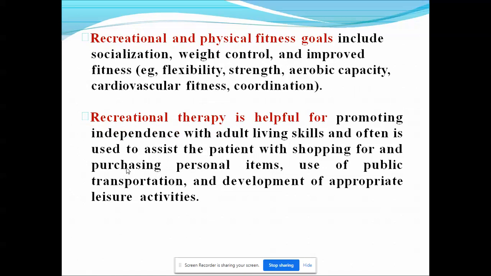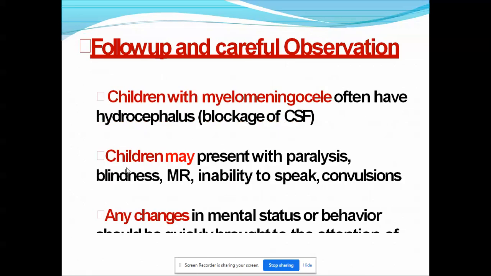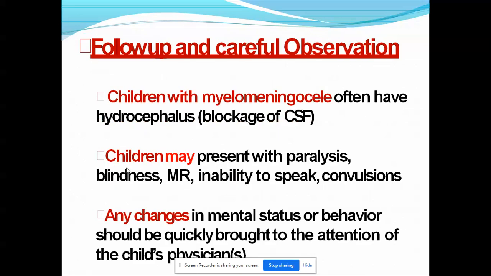So fitness goals: we have to improve their socialization, improve their weight control, and improve their fitness level, okay, aerobic capacity, cardiovascular fitness. So the child should be kept physically active. And recreational therapy is helpful for promoting independence with adult living skills, okay. So follow-up should be done every 1 month. You can ask them for follow-up.